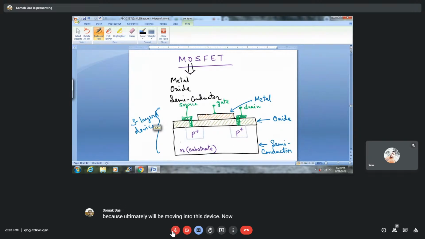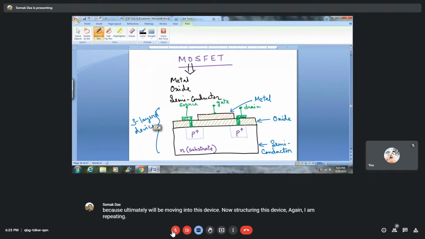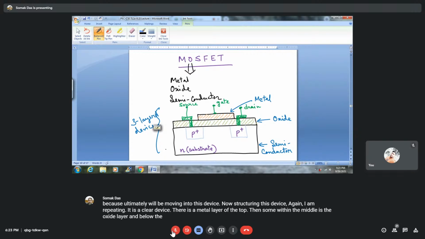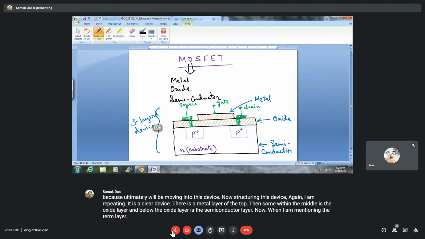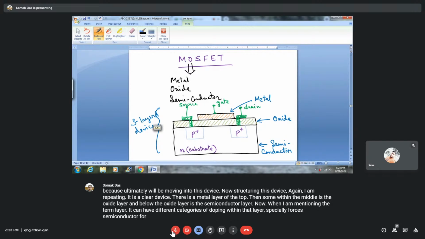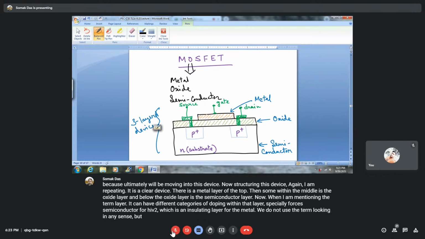Now, structuring this device, again I am repeating, it is a 3-layered device. There is a metal layer at the top. Then in the middle is the oxide layer, and below the oxide layer is the semiconductor layer. When I mention the term layer, it can have different categories of doping within that layer, especially for the semiconductor. For SiO2, it is an insulating layer. For the metal, we do not use the term doping in any sense. But within the semiconductor layer, there can be several regions created due to the process of doping.